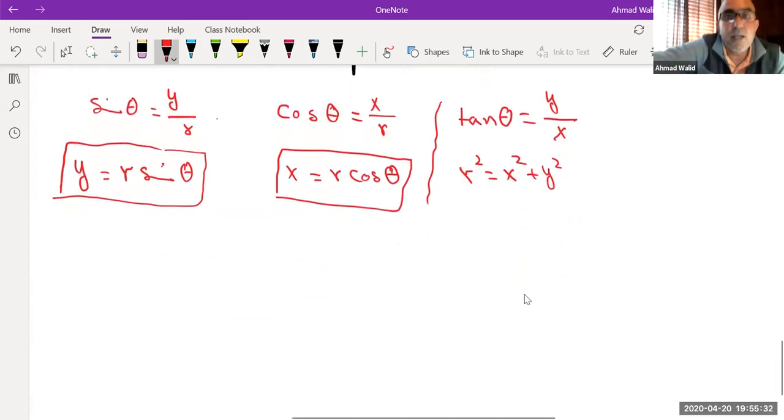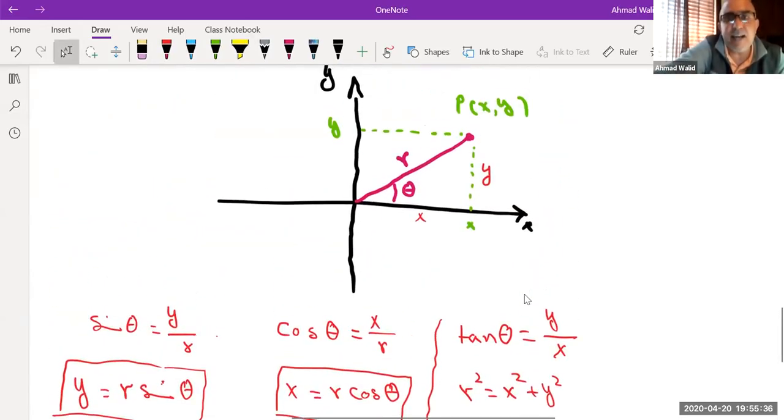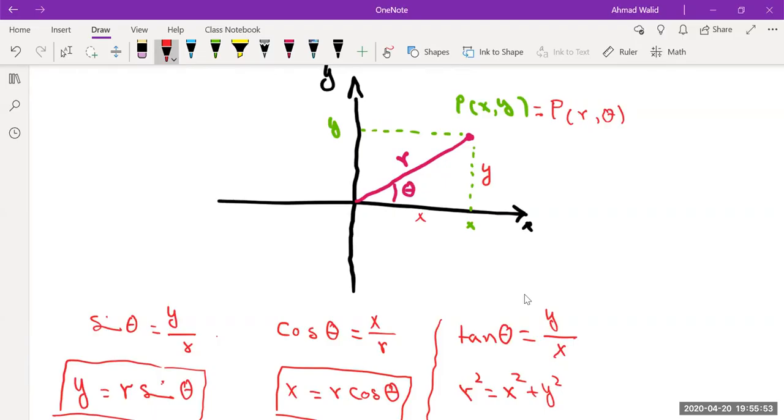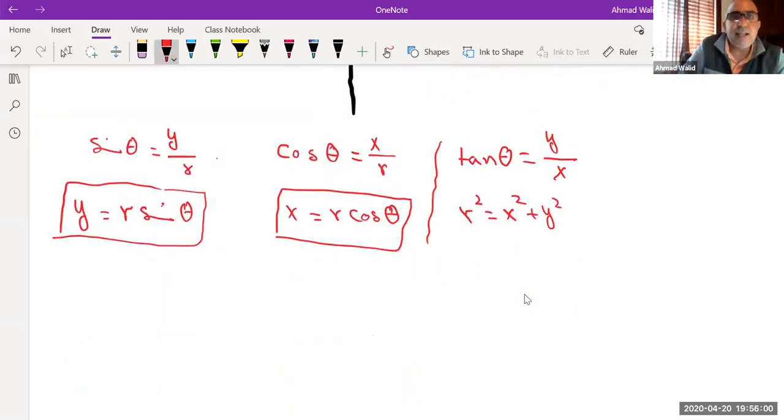Now, what does it mean? It means here in this picture, the coordinates of point P in Cartesian is x and y. In polar, it will be r and what? Theta. Correct?